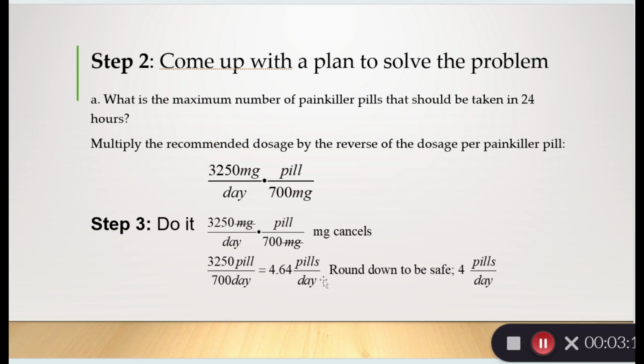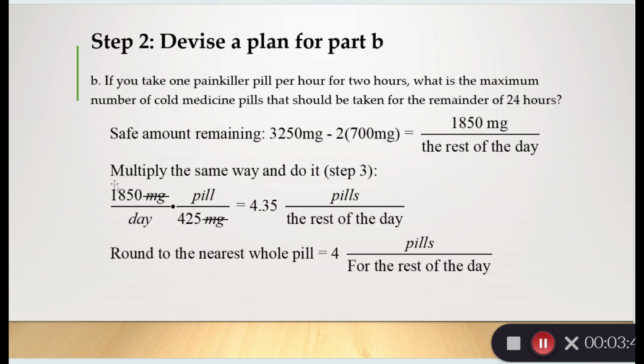If you divide that on your calculator, you're going to get 4.64 pills per day. Now, since we're rounding to the nearest whole pill, to be safe, we want to round this down, correct? Because if we round up to 5, we might be exceeding the maximum amount of pills that that person should be taking. So we're going to round it down to 4 pills per day. And that was step 3. Step 3 is just do it. Work the problem. And I'm going to talk about step 4 in a few minutes. But let's go ahead and do part B.